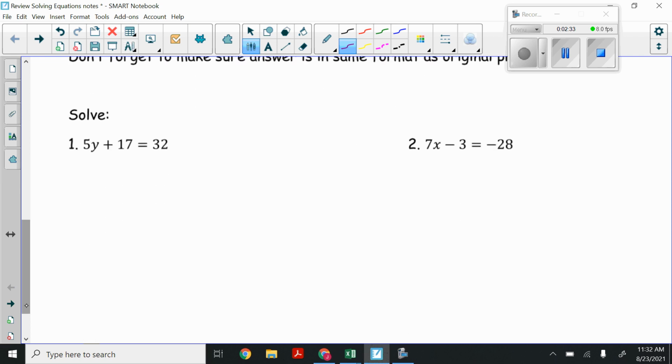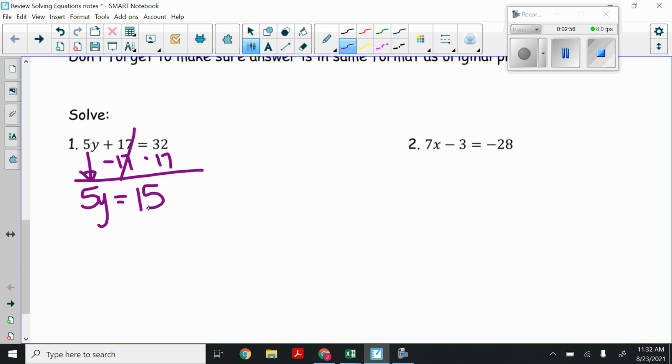So solve these. Number 1, 5y plus 17 equals 32. So the very first thing I want to do is get rid of that 17. It's being added, so the opposite of addition is subtraction. So I'm going to subtract 17 from both sides. So now on this side, my 5y is still over here, so it comes straight down. My 17's cancel, and I have 32 minus 17, which is 15.